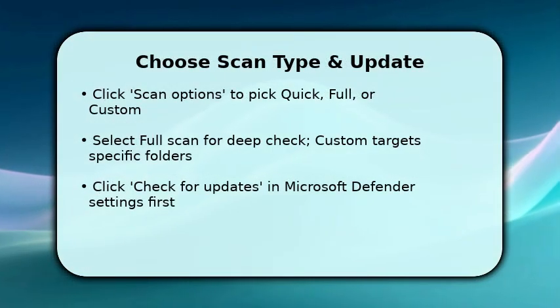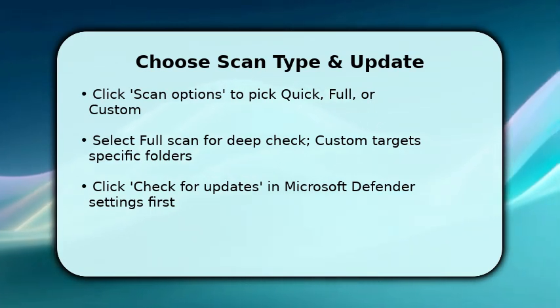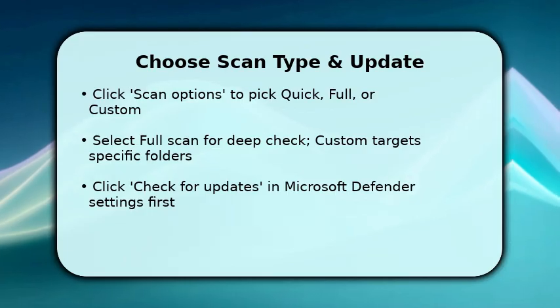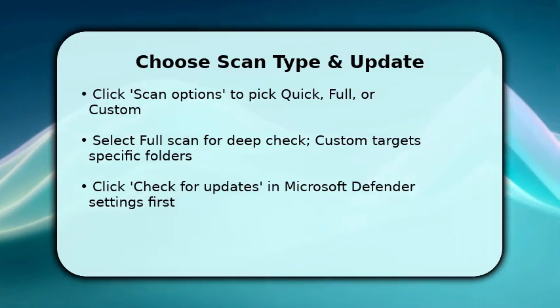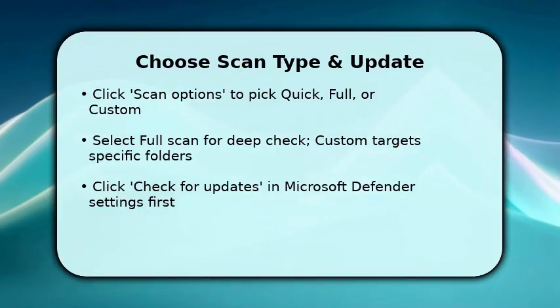Once done with the initial check, click Scan Options to decide how deep you want to go: Quick for speed, Full for a thorough inspection, or Custom to target folders. If you choose Full Scan, know it can take many minutes to hours depending on disk size. Let it run without interrupting.